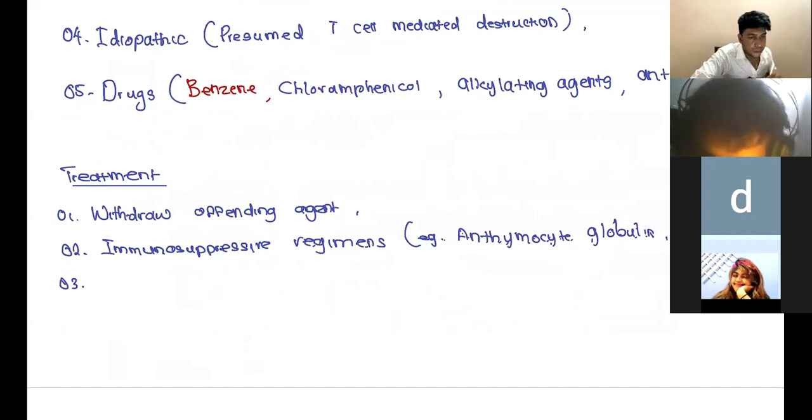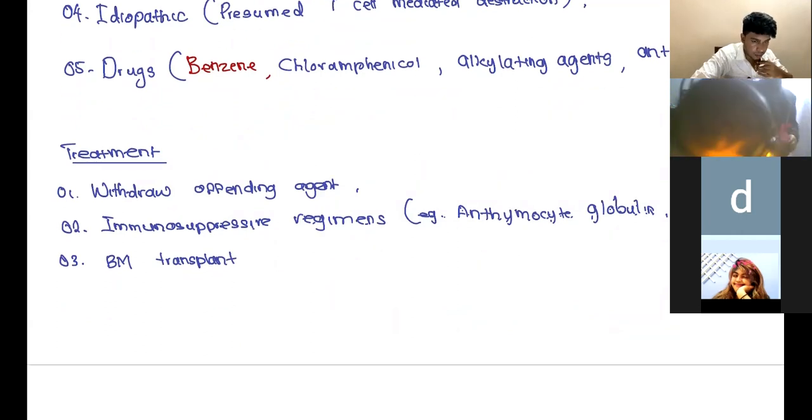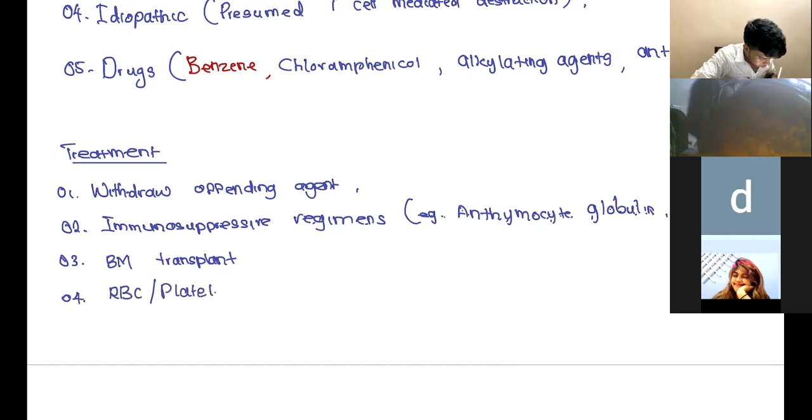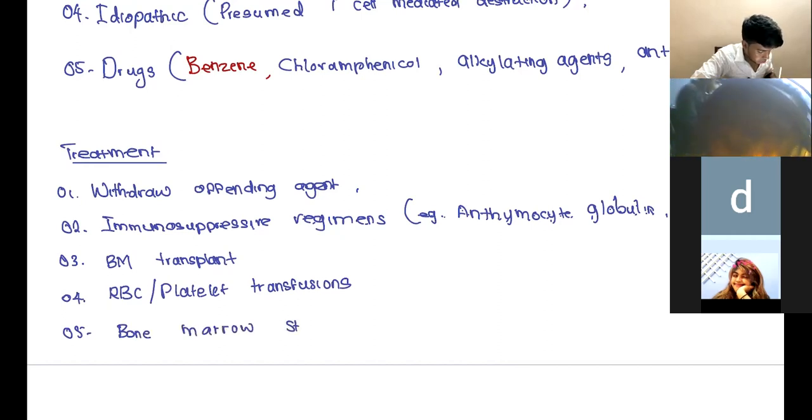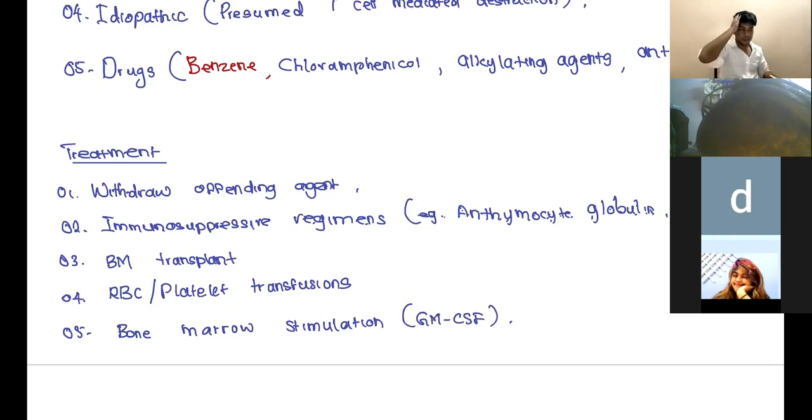The next one is you can do a bone marrow transplant, okay? Bone marrow transplant. And finally, okay, not finally, red blood cell, platelet transfusions. And finally, bone marrow stimulation with drugs such as GM-CSF. Okay. You can try to stimulate the bone marrow to produce cells.